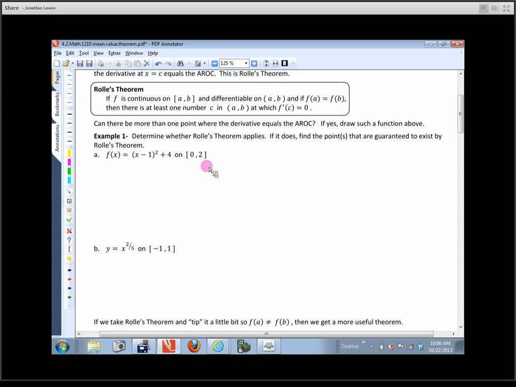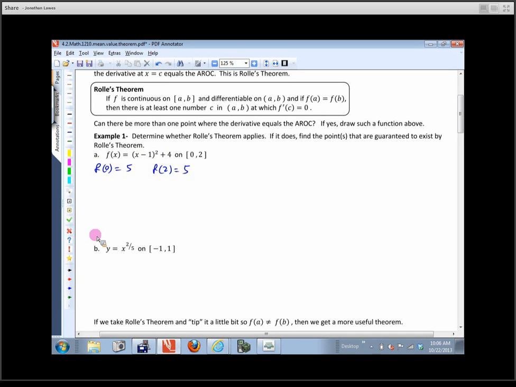Okay, if it does apply, then find the point or the points that are guaranteed to exist by Rolle's theorem. So here's what we want to check. We want to check and make sure that f of a is equal to f of b. So let's check f of 0. If I plug in a 0, I get -1. I square that, I add 4, so I get 5. So f of 0 is 5. F of 2, let's plug that in. 2 minus 1, that's 1 squared. That's going to be 1. Add 4, that's going to be 5 also.